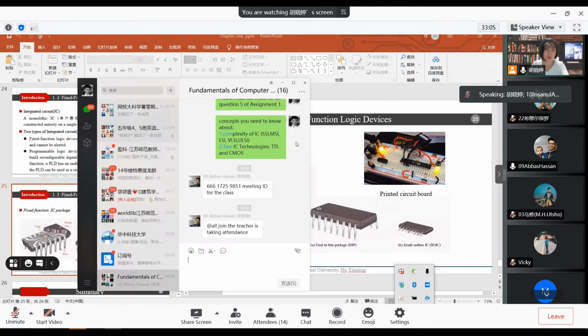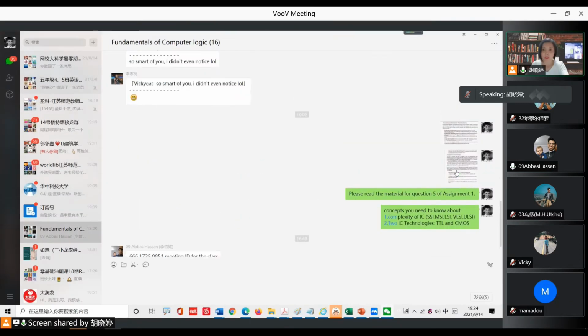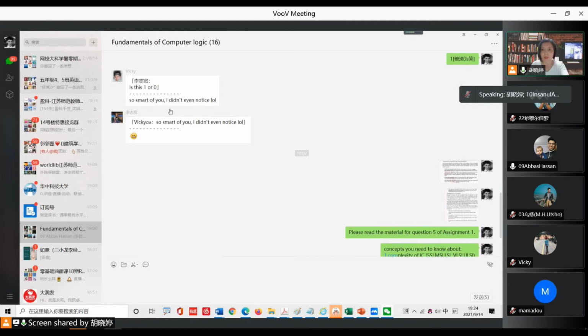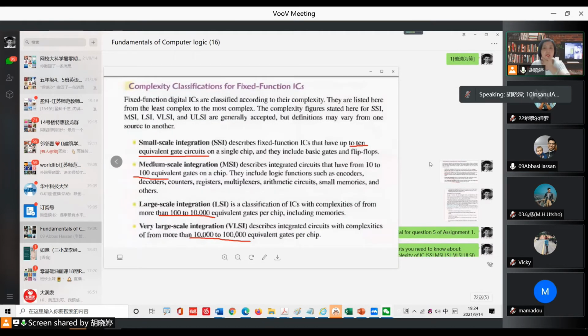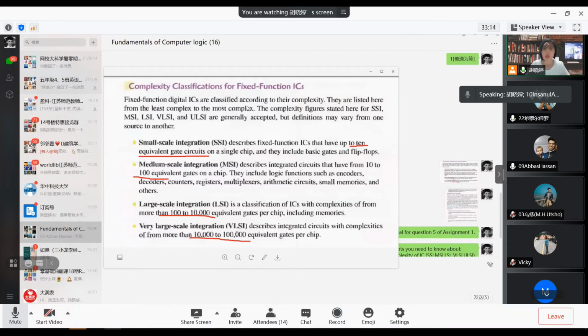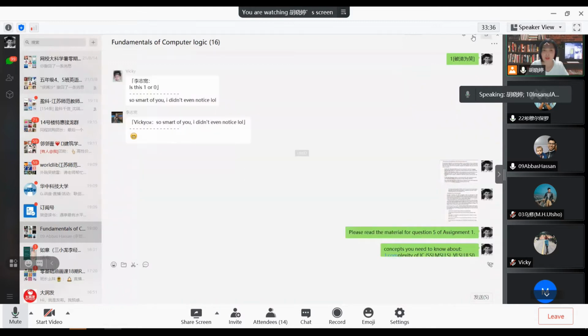Please wait, okay. So yes, today I already said that's material, so you can read that picture and understand what is the complexity classification for IC. Okay, what are the two kinds of IC technologies.